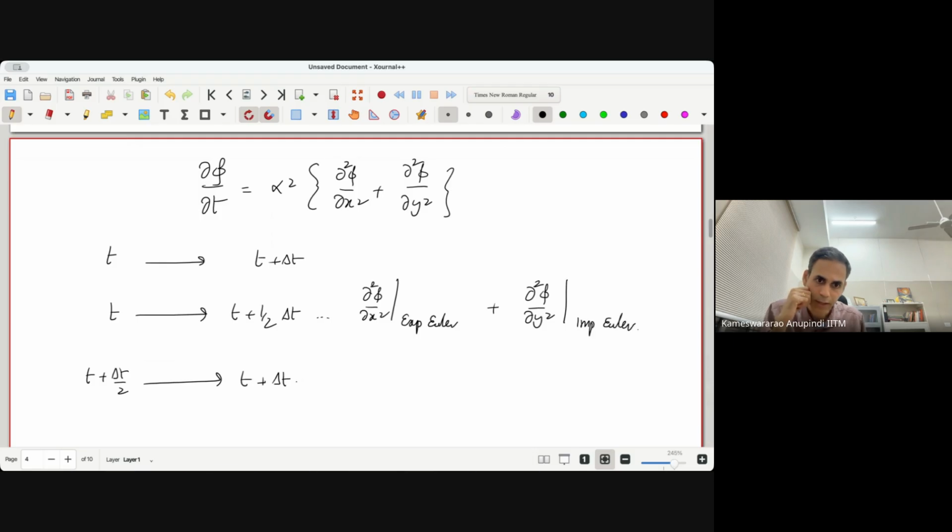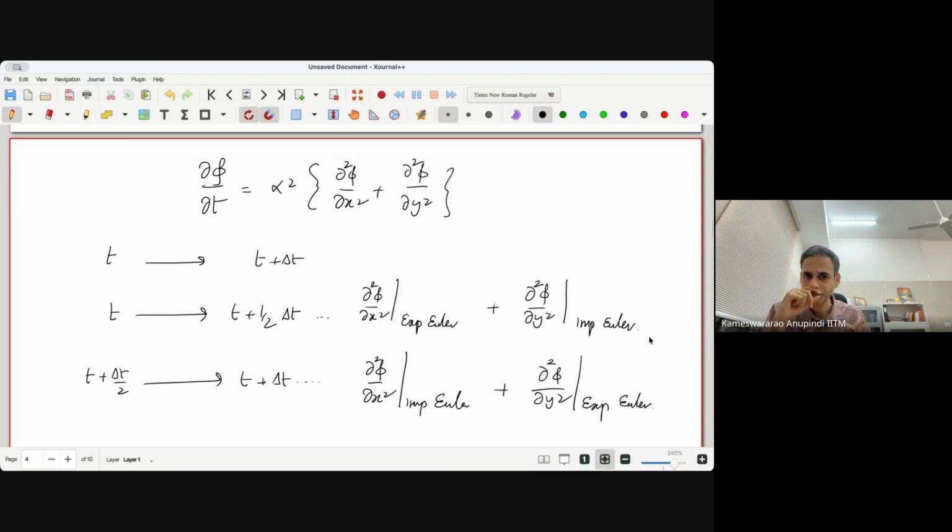Okay, and then when you advance from t plus delta t by 2 to t plus delta t, you're going to reverse these roles. You're going to say, I'm going to choose dou square phi by dou x square using implicit Euler, and then dou square phi by dou y square using explicit Euler.